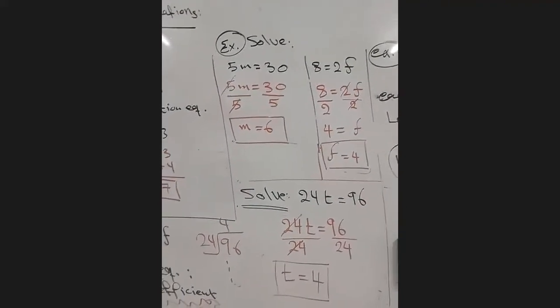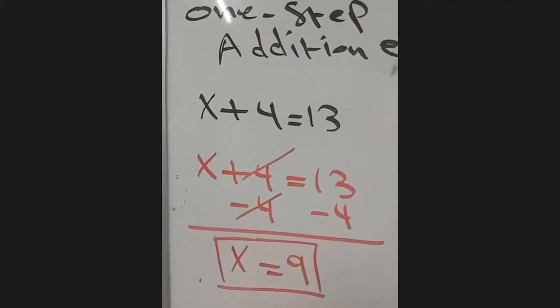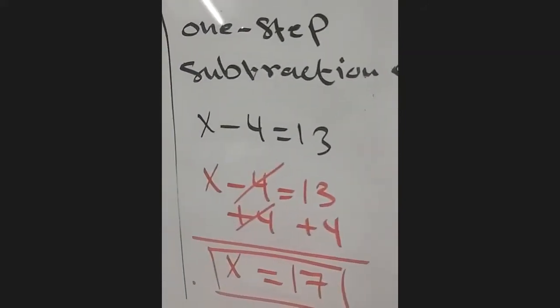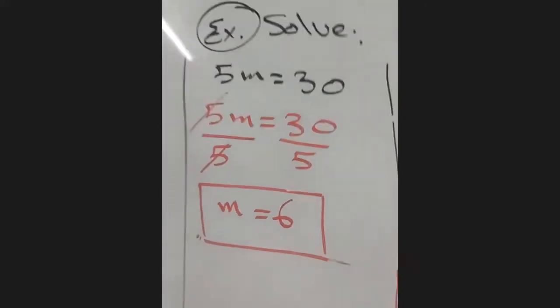So this is how we do multiplication equations. In addition, we do subtraction. In subtraction, we do addition. In multiplication, we do division.